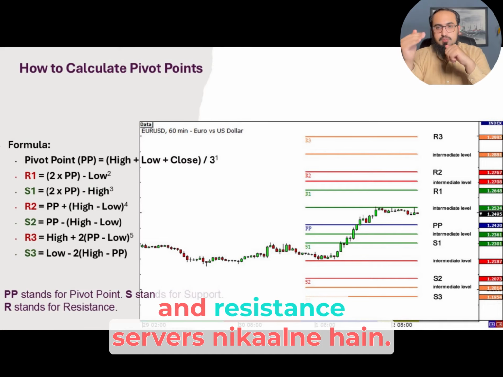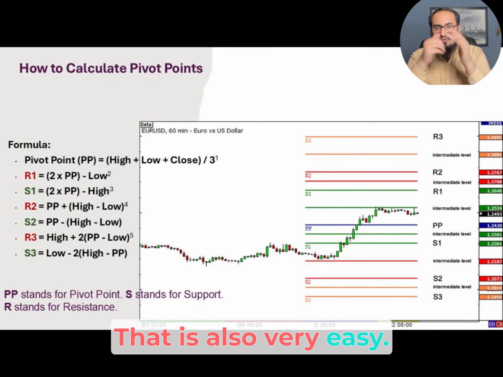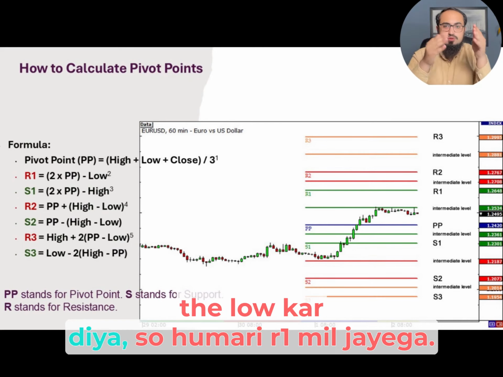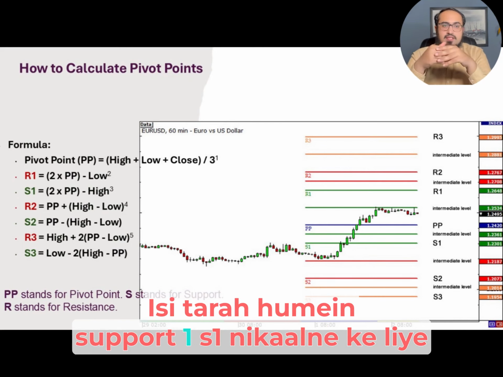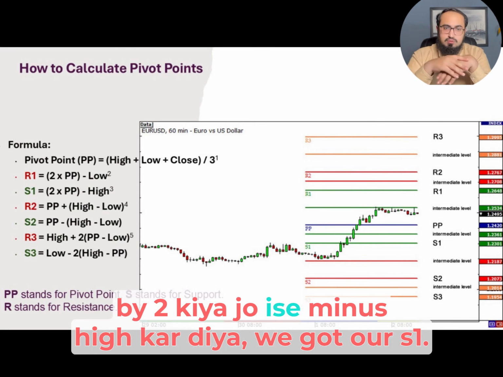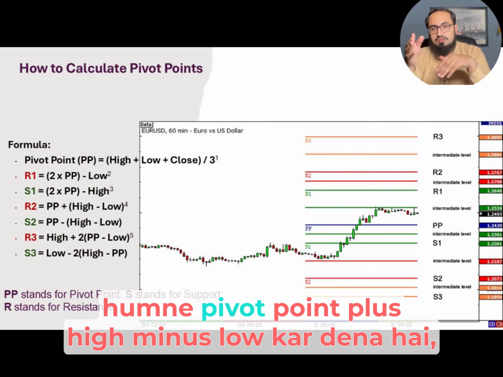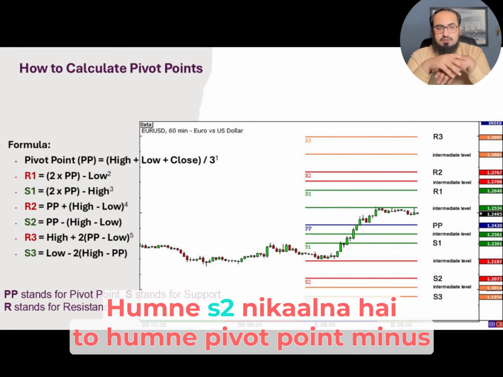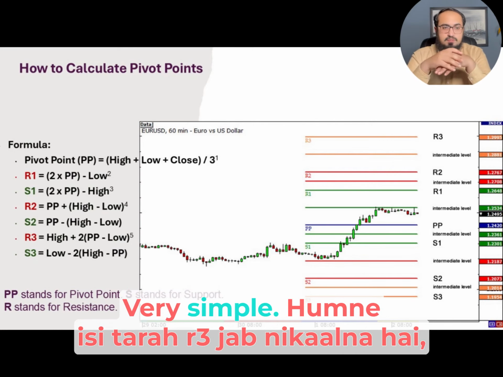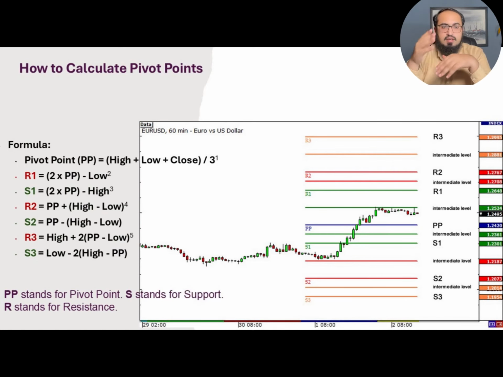After this, finding its support and resistance levels is also very easy. For R1, we multiply the pivot point by 2 and subtract the low. Similarly, to find S1, we multiply the pivot point by 2 and subtract the high from it. Then, to find R2, we do pivot point plus high minus low. We will get our R2. To find S2, we do pivot point minus high minus low. We get S2, very simple. We have to find it in this process.